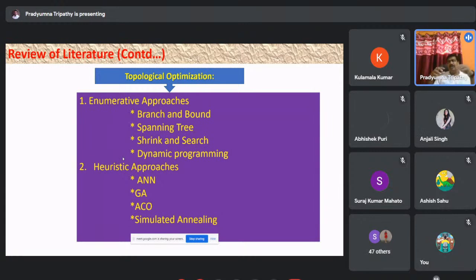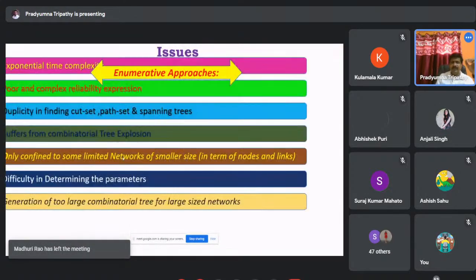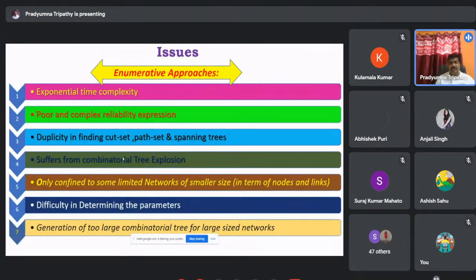These enumerative approaches, although they give correct answers, may not be suitable for large-scale networks or networks with large sizes, because there is a large computation involved. But the heuristic approaches give near optimal solutions. However, again we may not get the exact solution. So there are some issues with the enumerative approach as well. What are the issues in enumerative approaches? Exponential time complexity and poor, complex reliability expressions. Exponential time complexity, because growth in network size results in growth in computation time, and sometimes it becomes infeasible.